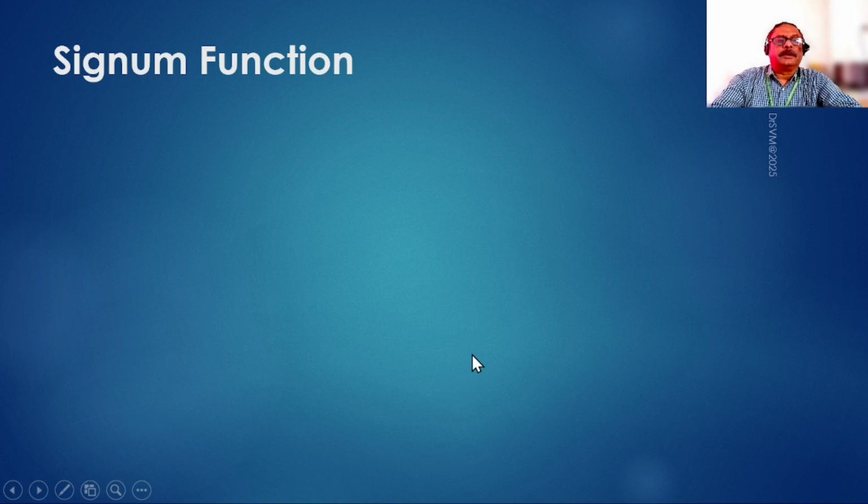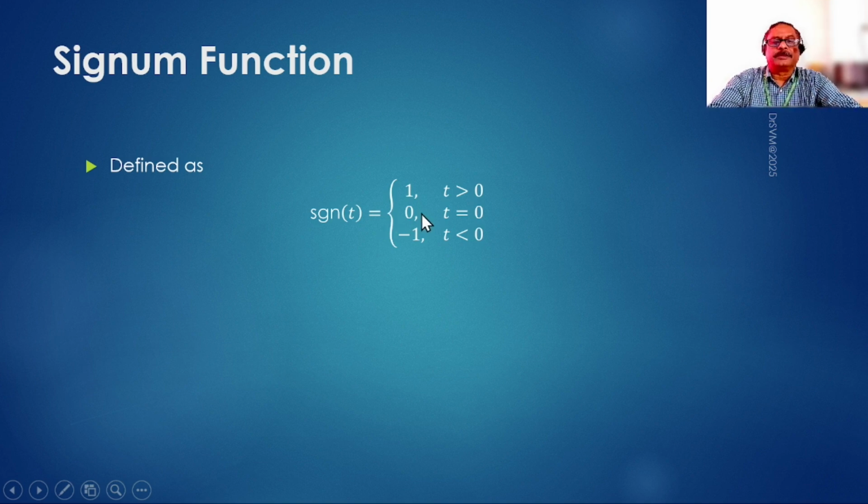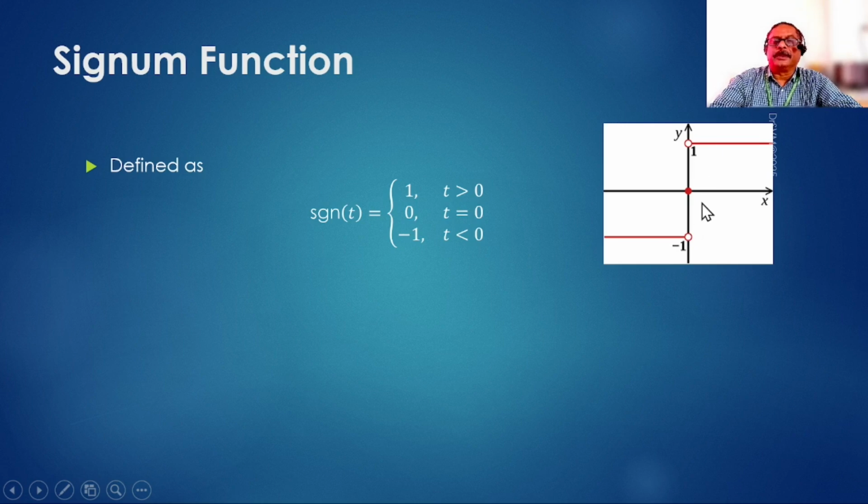The next important function is what we call the Signum function, and it is defined just one step ahead. For all positive time, the value is +1. For all negative time, the value is -1, and only at t equal to 0, the value is 0. So it looks something like this.